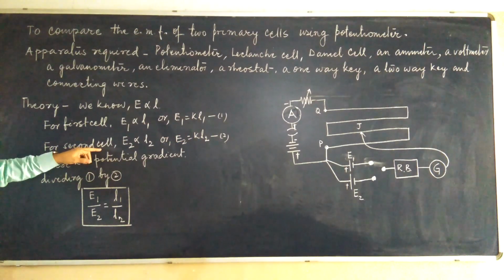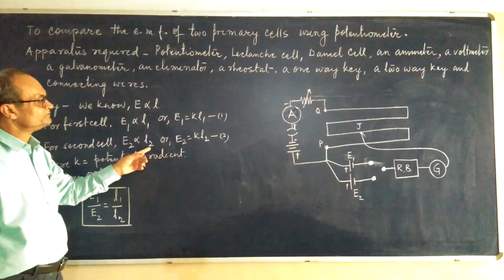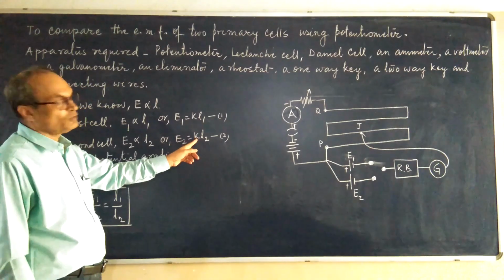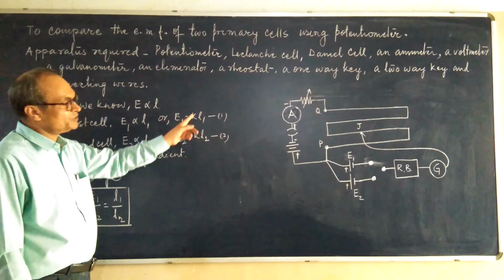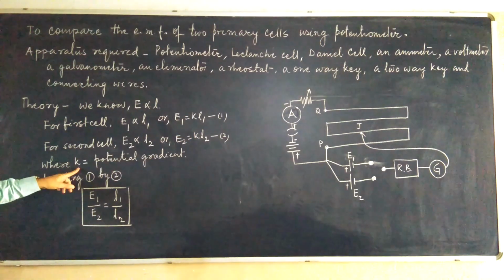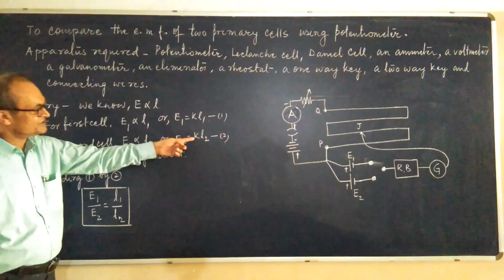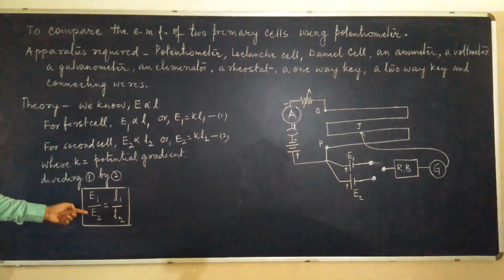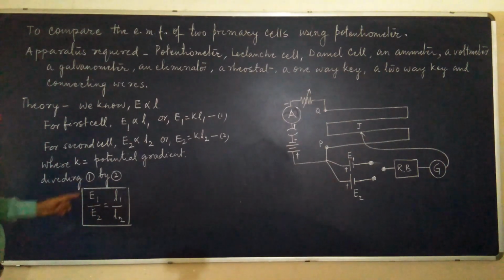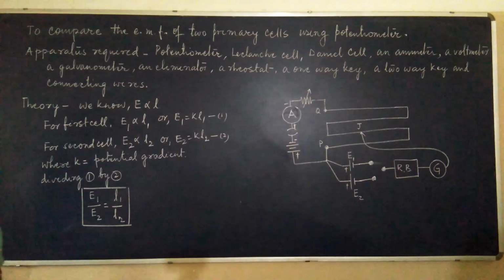For the second cell, similarly, E2 equals KL2. K is the same in both cases, that is the potential gradient. Now dividing this equation by this equation, E1 by E2 equals L1 by L2. This is our working formula of the experiment.